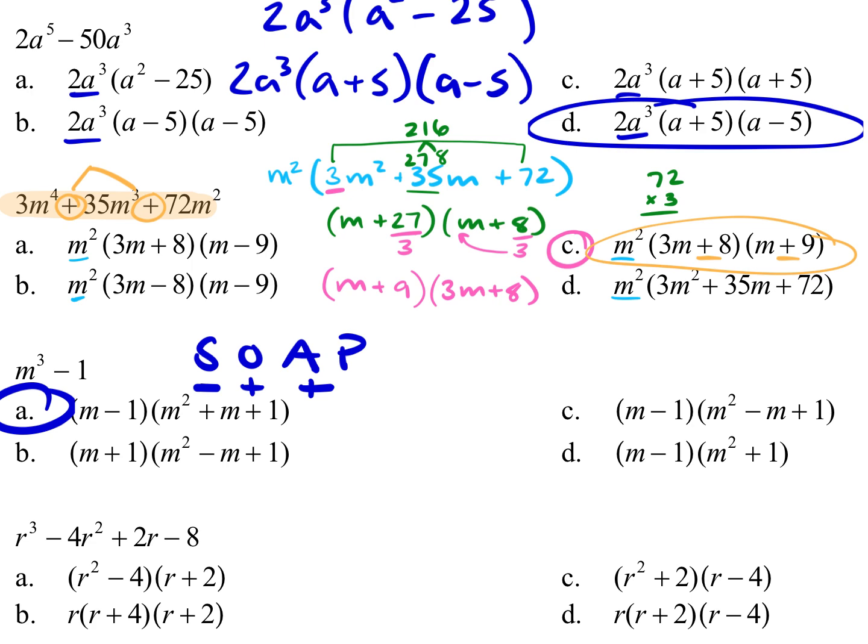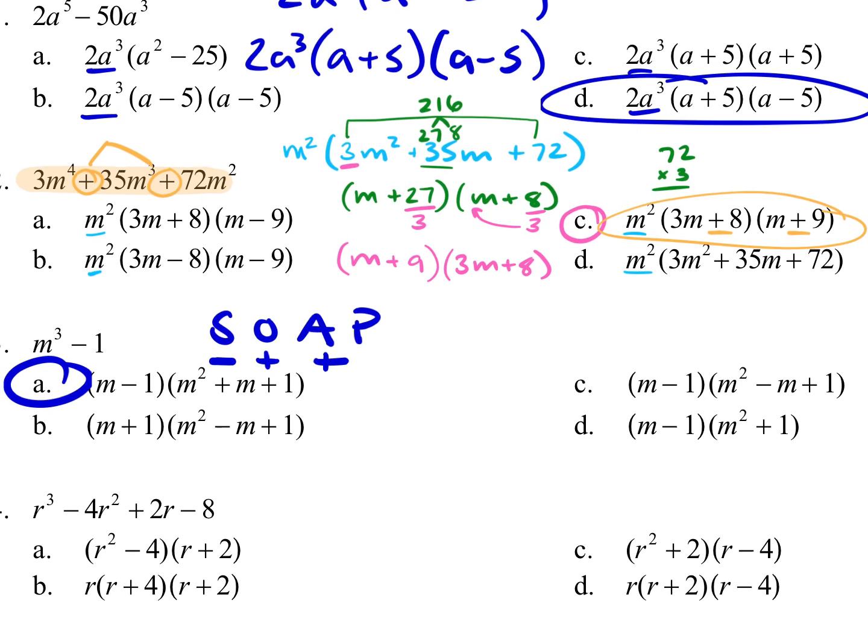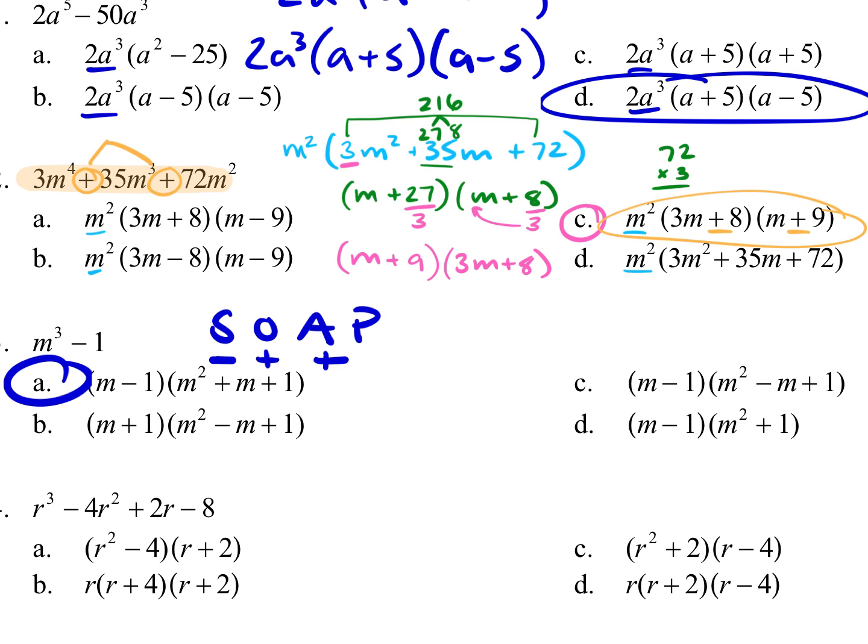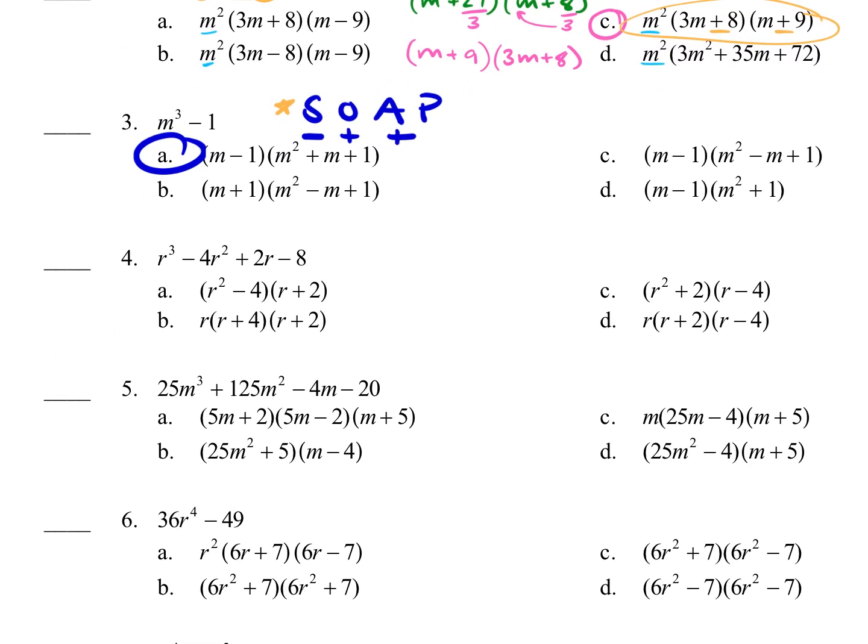Any questions here? We did 3 last week. When we have perfect cubes, you're going to use your SOAP method to tell you what the signs are going to be. So remember, SOAP stands for same, opposite, always positive. So that'll tell you what the signs do, and then you can just pick the answer choice that matches the signs. Let's take a look at number 5.